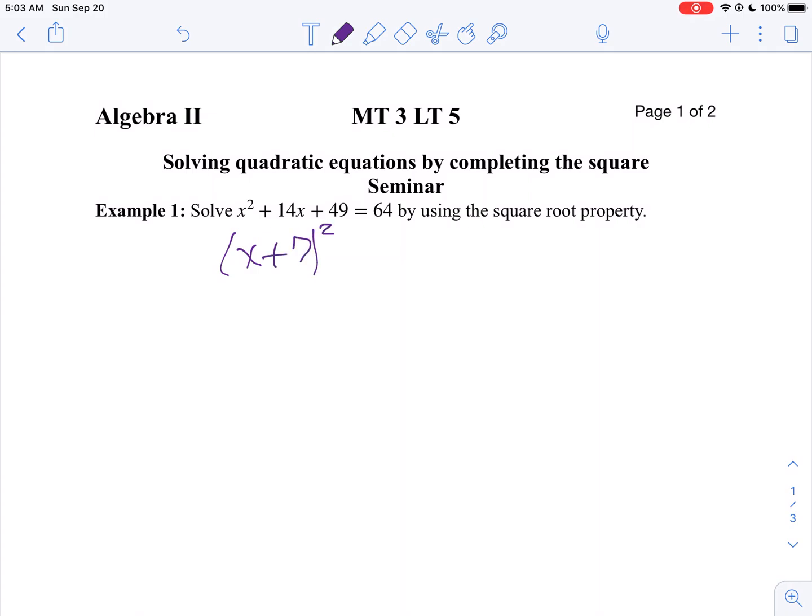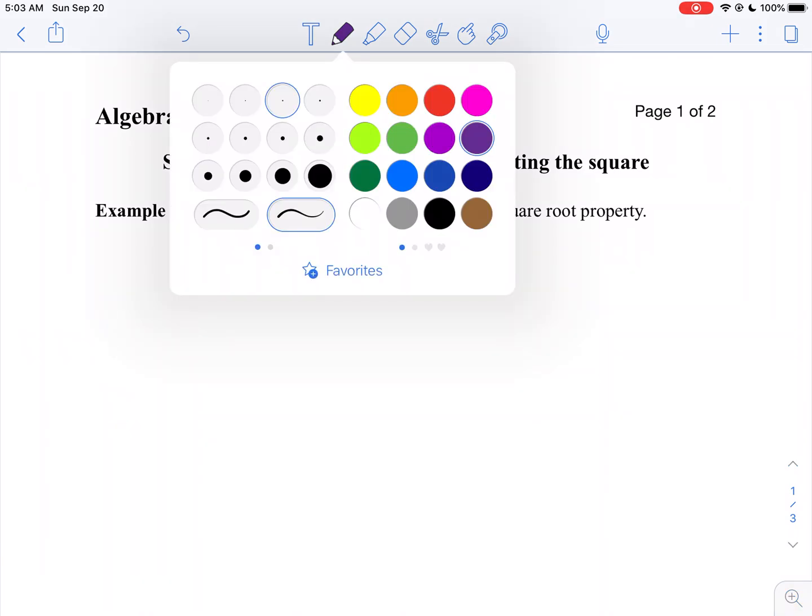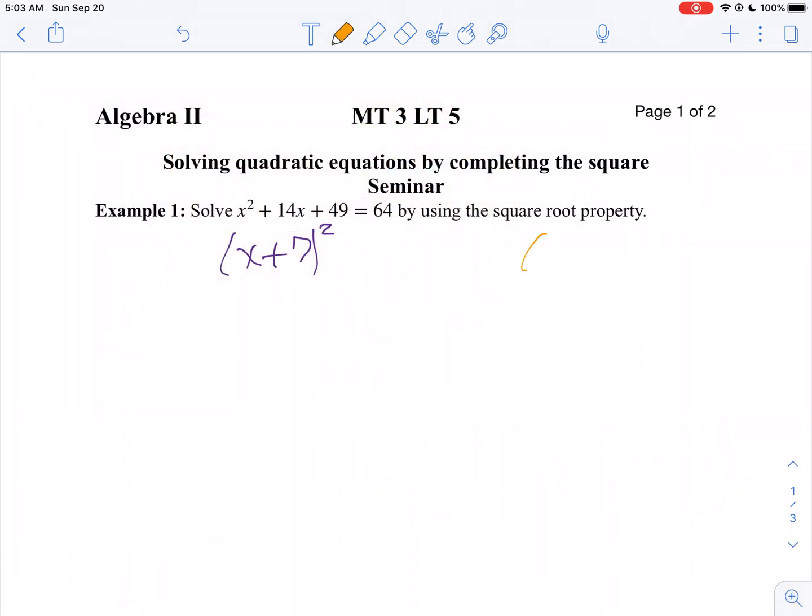Now you might be asking yourself, what the heck happened to the 14? Nothing happened to the 14. If I take x plus 7 and multiply it by x plus 7, I get x squared plus 14x plus 49, because 7x plus 7x gives us 14x.